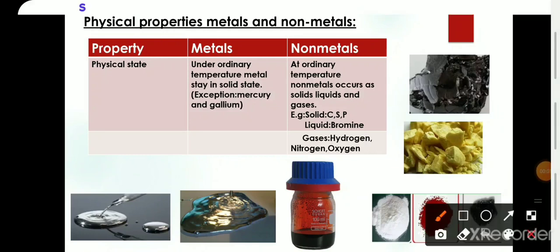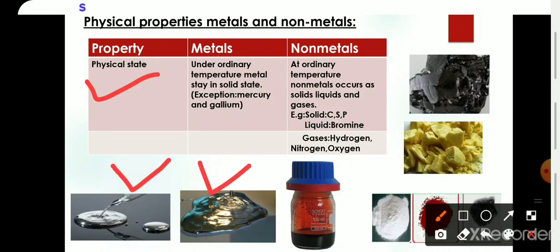Physical properties of metals and non-metals. Physical property means outer appearance. How the metals and non-metals appear. So first physical property is physical state. So mostly metals at the room temperature exist in the solid form. Exception is mercury and gallium. They are metals but they exist in the liquid form at the room temperature.